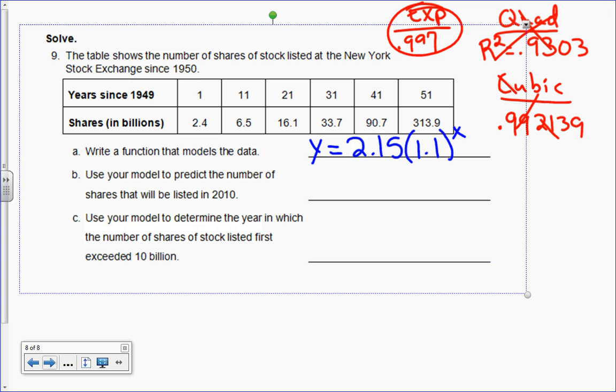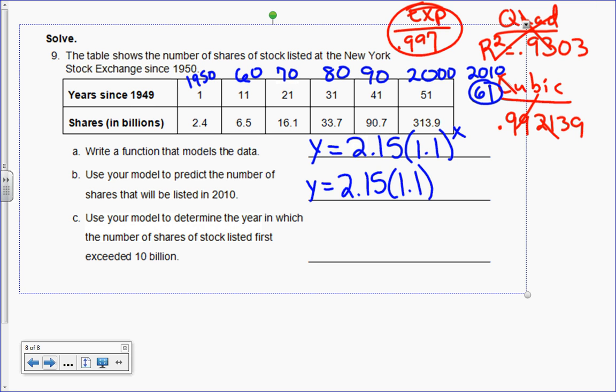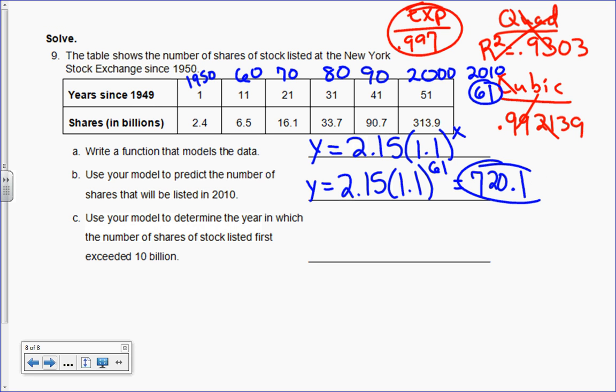The next thing is use your model to predict the number of shares that will be listed in 2010. Well, you got to figure out how many years 2010 is after 1949. 1 year right here would be 1950. And this would be 60, 70, 1980, 1990, 2000. So 10 years later will be 2010, where the x value is 61. So to make this prediction, you have to take the equation you just wrote down, 2.15 times 1.1, and put a 61 in for x and see what you get. So 2.15 times 1.1 to the power of 61, and it's roughly 720.1 billion. Because these numbers, the shares, the y values are in billions, so you can add billion to that.